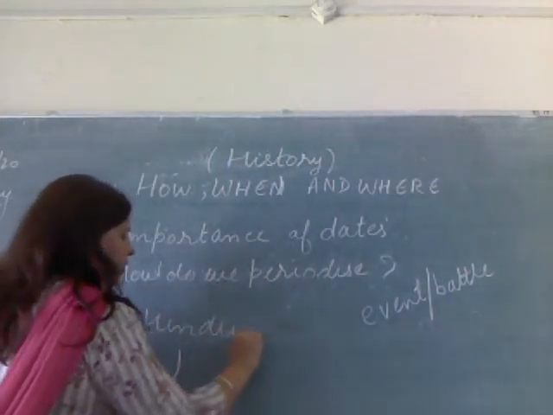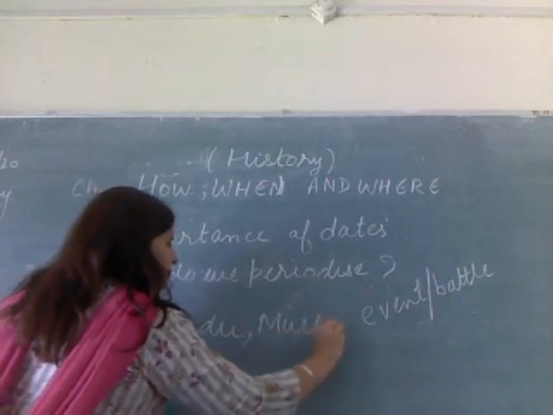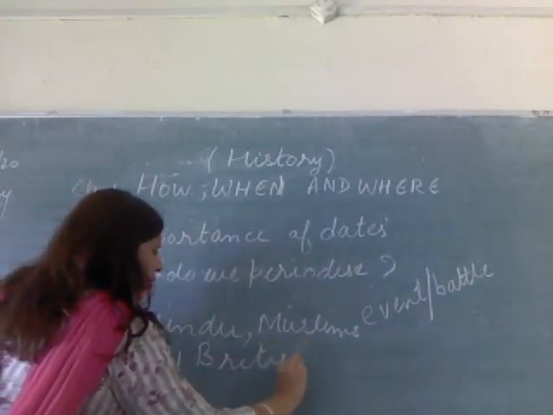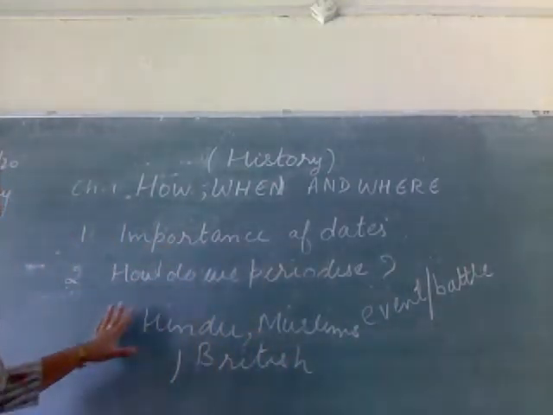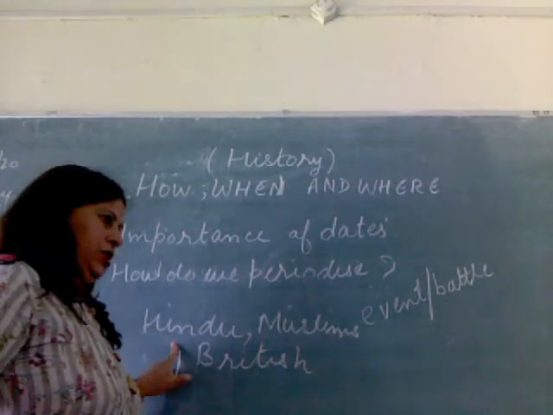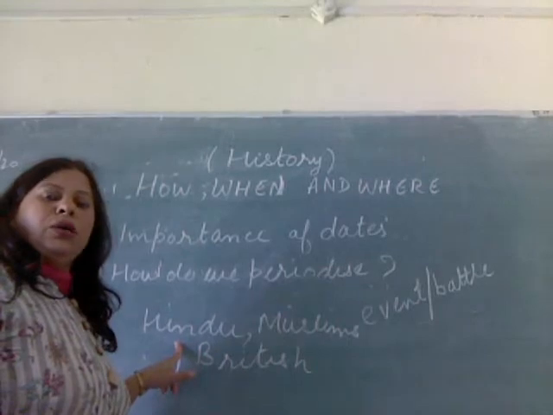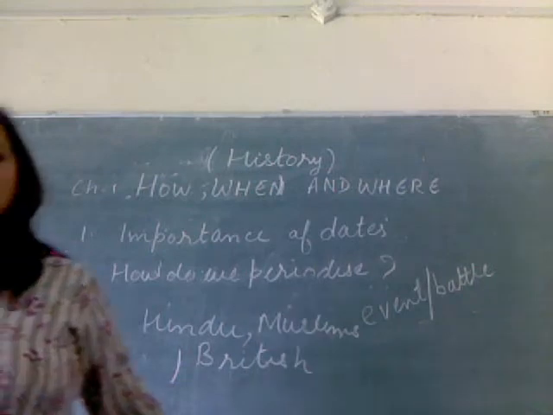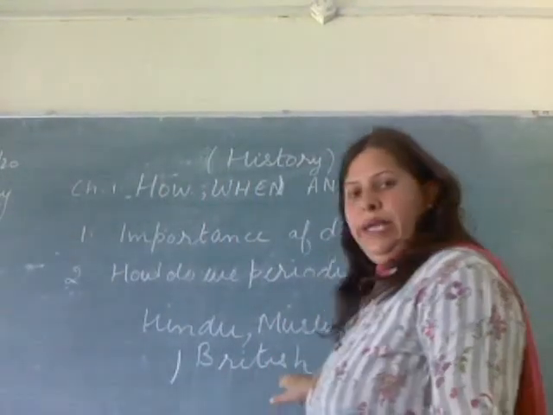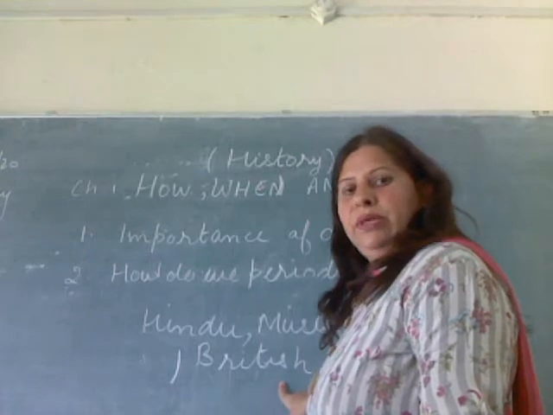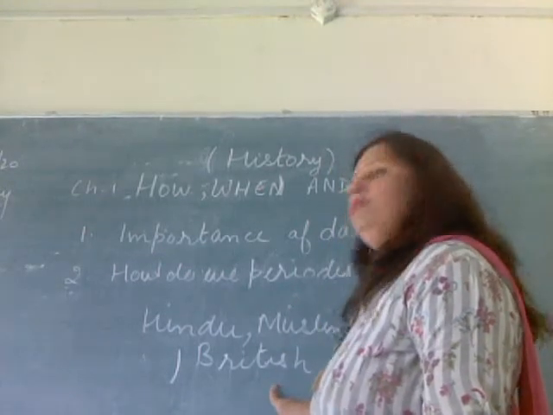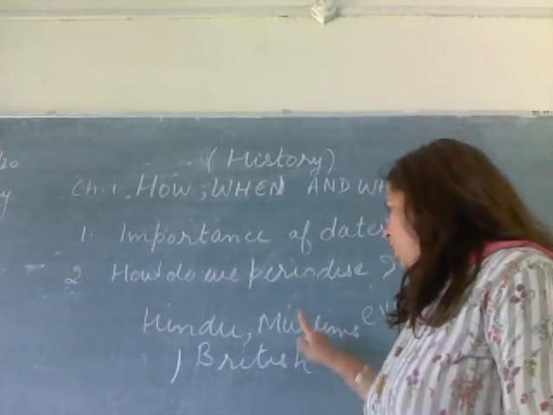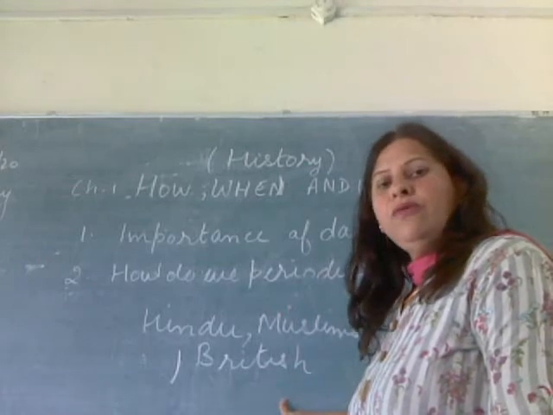Hindu, Muslims, and third is British. This division of the period was made on the basis of religion: first Hindus ruled India, second Muslims, and the third, the Britishers, ruled India. So this division was based on religion. But if we talk about concepts, we could not divide on the basis of religion.